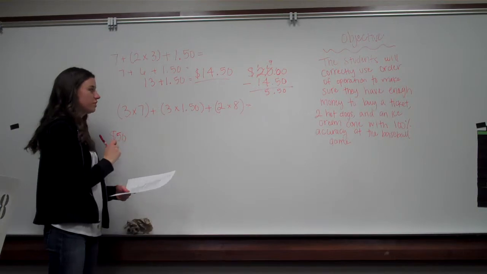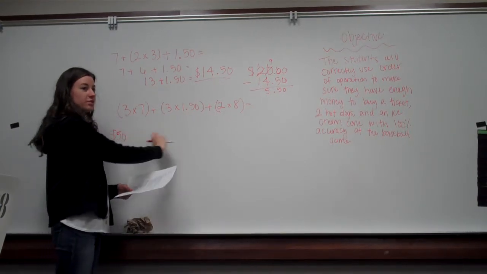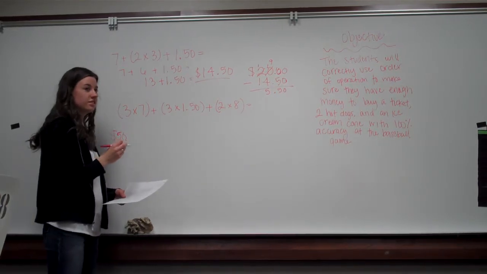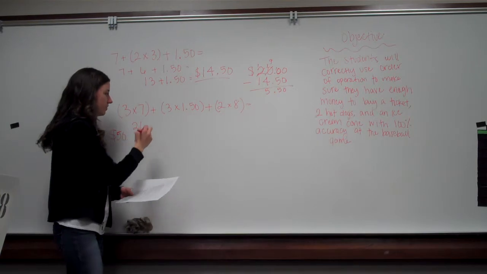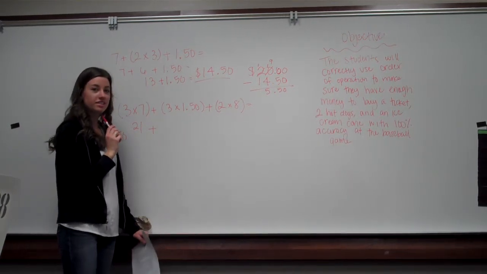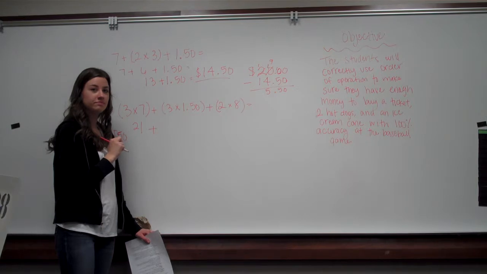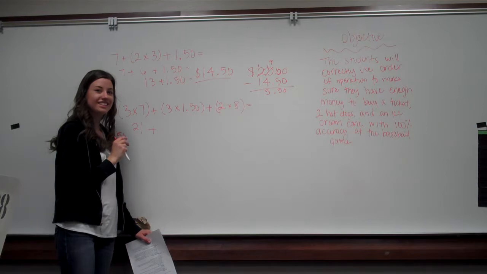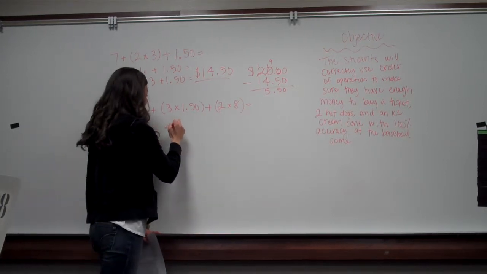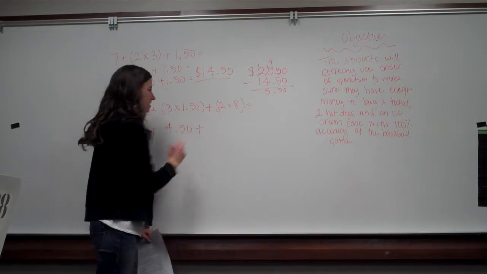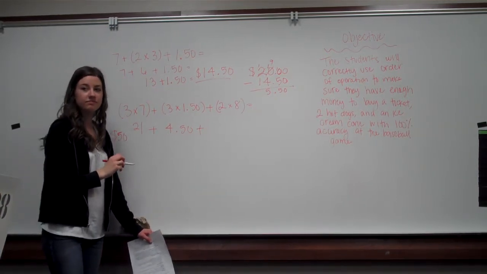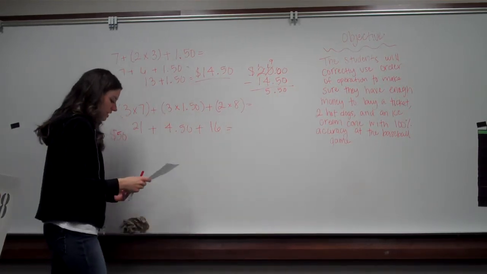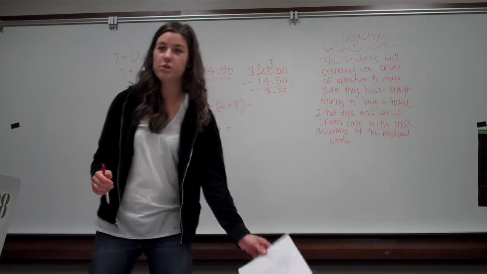So, Ethan, what would you do first? Remember, you work left to right. So then I would go 3 times 7. Yes, which is? 21. Okay. Louisa, what would you do next? 3 times $1.50. Which is? $4.50. Yes. And Ginger, what would you do next? I would solve 2 times 8, which is 16. Yes. So then we add this all together, and the answer is 41.50.